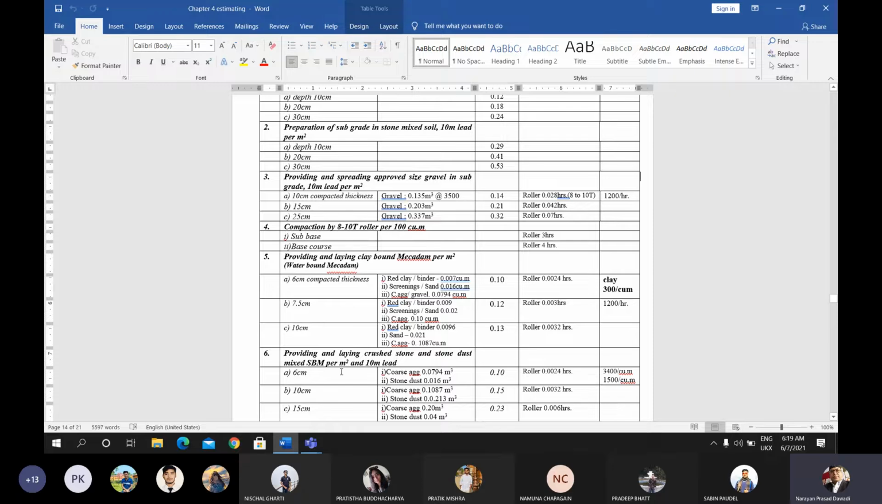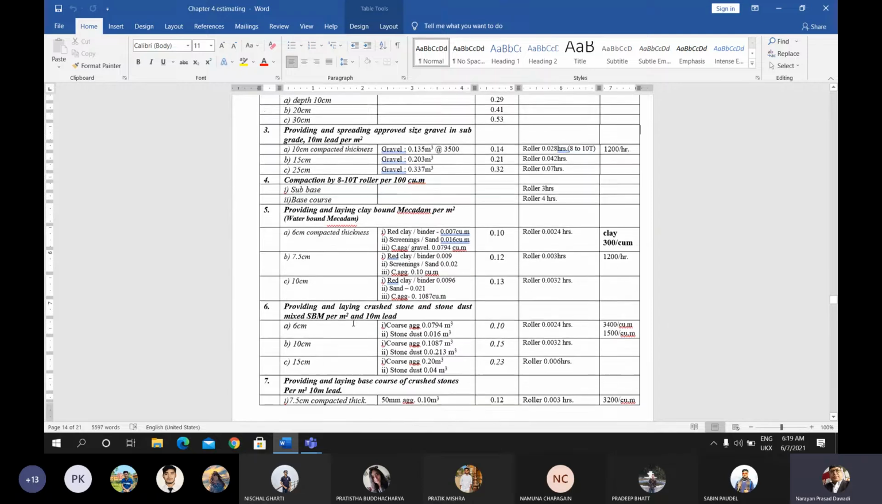Okay. Now, this is important. Water bound macadam is very important. It can be asked in the exam question. Okay. From water bound macadam, this item serial number 5 is very important. If the thickness is not specified, then you can take any thickness, and you have to mention the thickness by yourself as you wish.